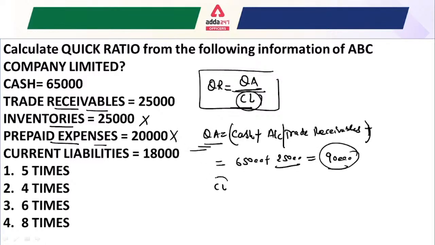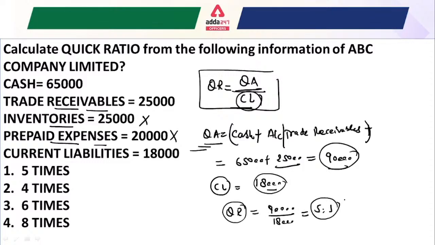While current liabilities are already given as 18,000 rupees. So now if you have to calculate the quick ratio, what will be the value here? That is very obvious to understand: 90,000 divided by 18,000. So the value would be 5:1, or say 5 times. So that would be your answer for this question, right? This is how we solve these kinds of questions in the examination. I hope it is now clear.